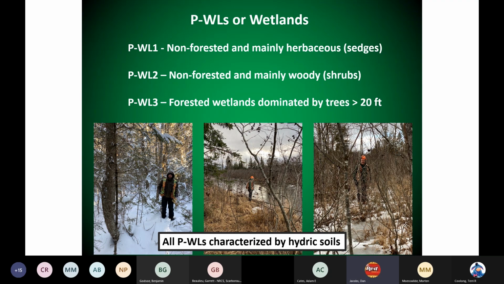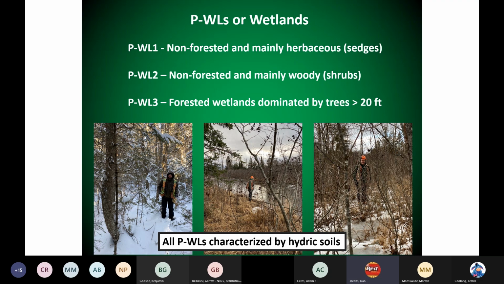So you can see these 3 areas here. The pictures are not exactly in order, but the only person that seems to bother is Terry. So here is a forested wetland. You can see a forester standing in the forested wetland. The soils are hydric soils, but there is a predominance of trees greater than 20 feet in that area. So we consider that forested.